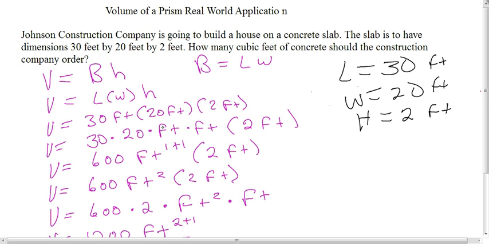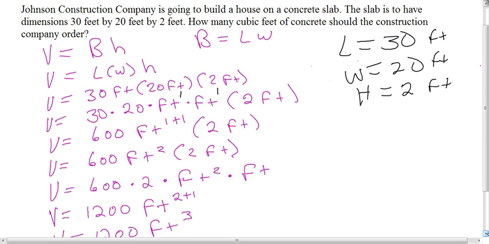But notice here, I'm going to take my feet and multiply it times my feet. When I'm looking at variables and I have a variable times a variable, I add my exponents. With no exponent shown, the exponent is always 1. So 20 times 30 is 600 feet, 1 plus 1, which is the same as 600 feet squared, and that's times 2 feet.